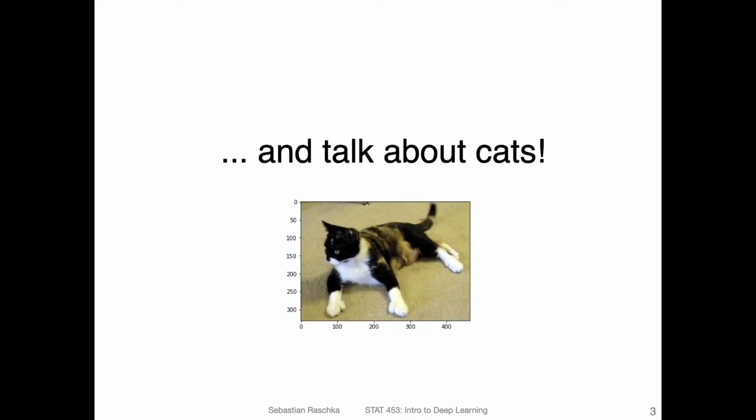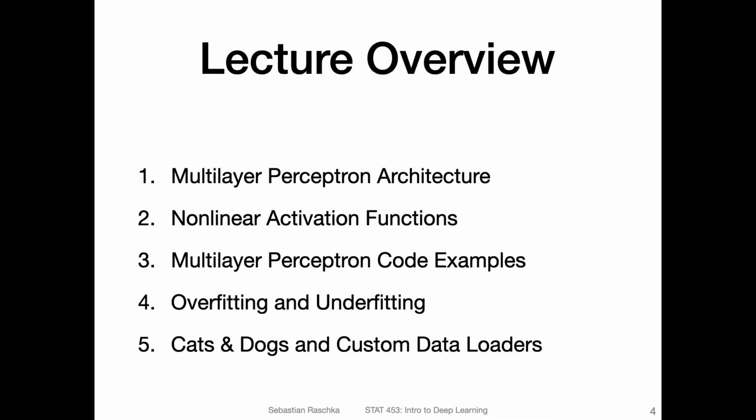However, XOR problems are not super interesting because, where do you encounter an XOR problem in real life? So in that way, we will also see how we can classify cats and dogs using a multi-layer perceptron from image data. So the broad topics I have in mind for today is introducing the multi-layer perceptron architecture, then talking a little bit more about the different nonlinear activation functions.